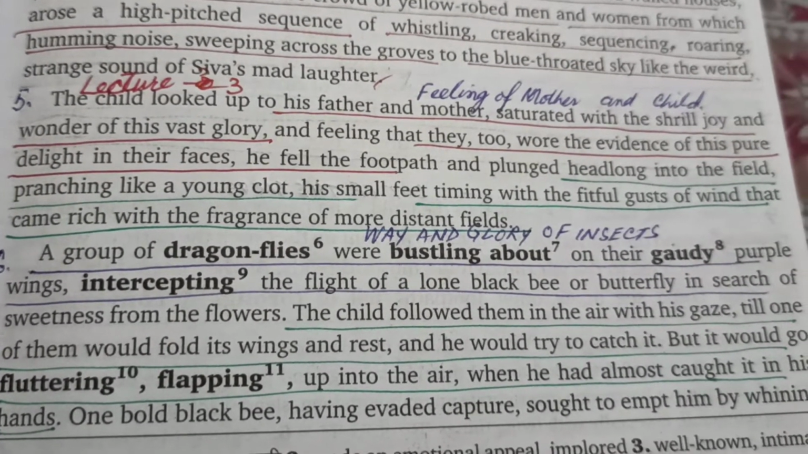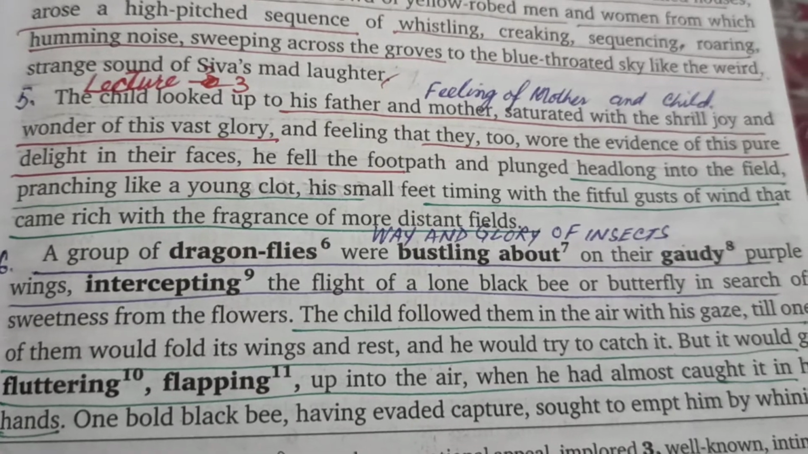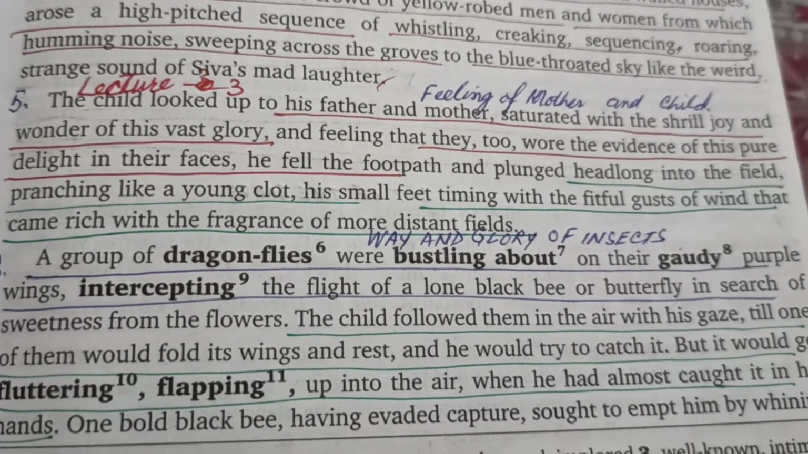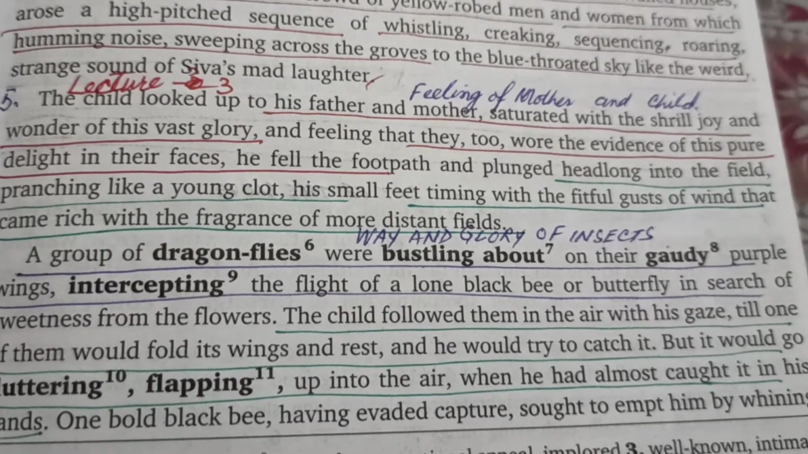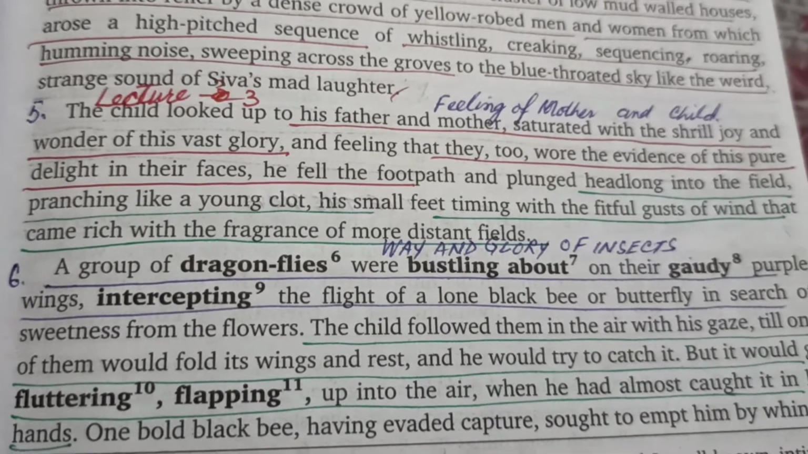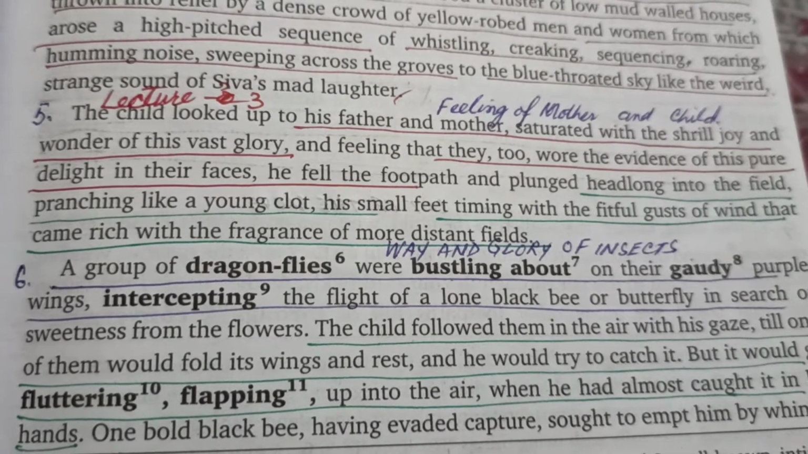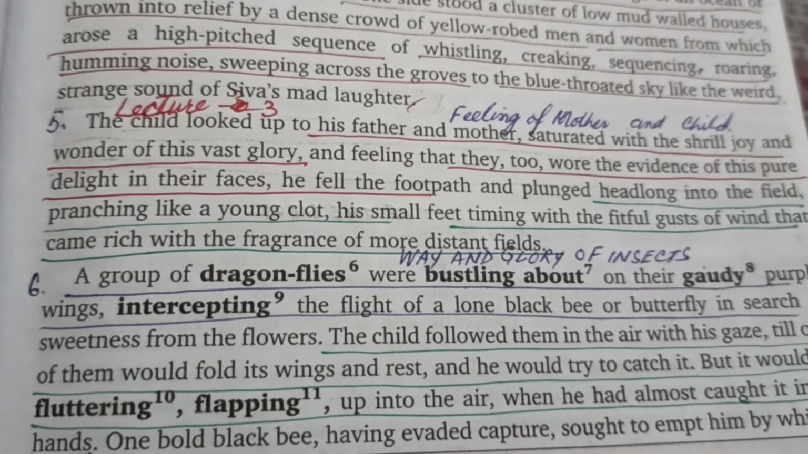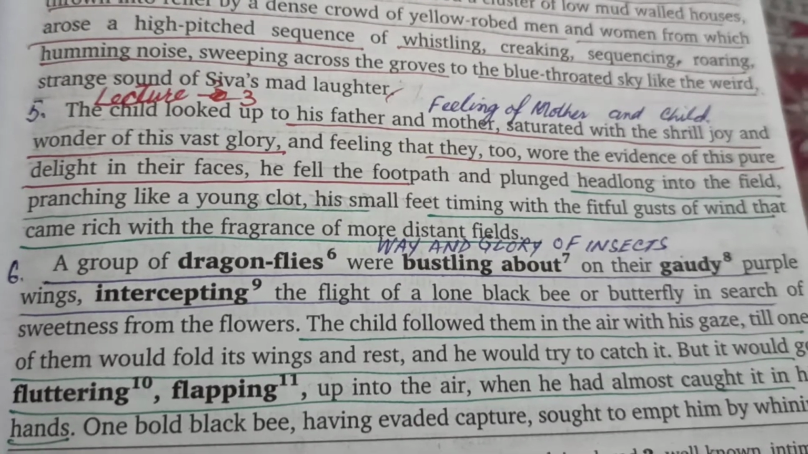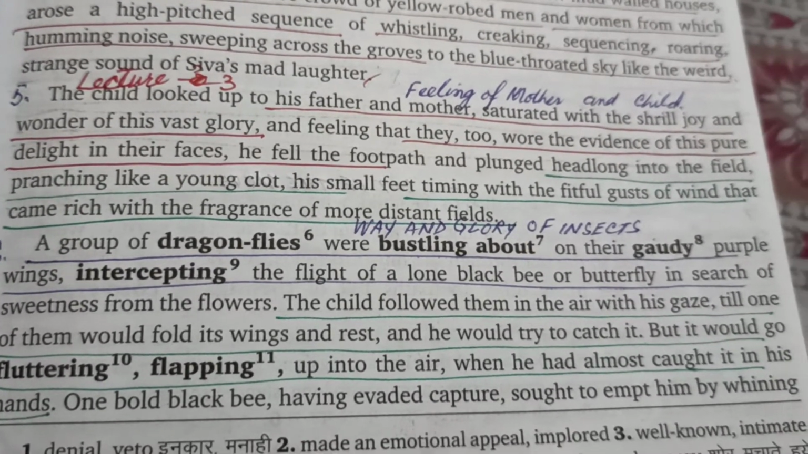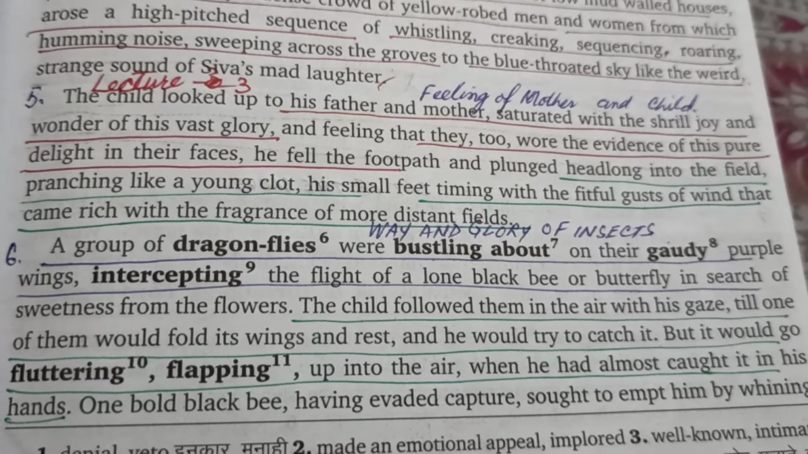The flight of the lone black bee or butterfly in search of sweetness from flowers was near the child. The child was trying to follow each one of them in the air with gaze, with stare, or with fixed sight on them. Till one of them would fold its wings and rest, he would try to catch it. The boy was trying to catch these insects, and till he reached there, they flew away flapping their wings. When he had almost caught one in his hands, they flew up. In this way, he was unable to catch them.